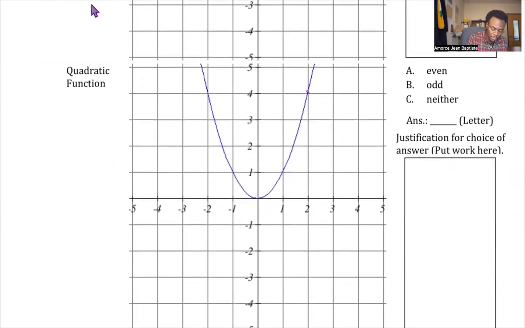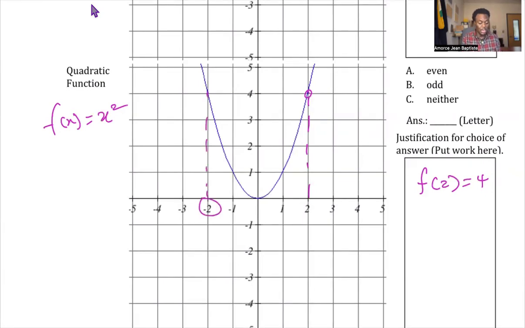Well, same thing here. If I take this, f of 2 equals 4. And by the way, that's a quadratic function, f of x equals x squared. And then that's f of 2 equals 4. f of -2 would be the same thing. And you see the pattern, right? So we would conclude that this is even.